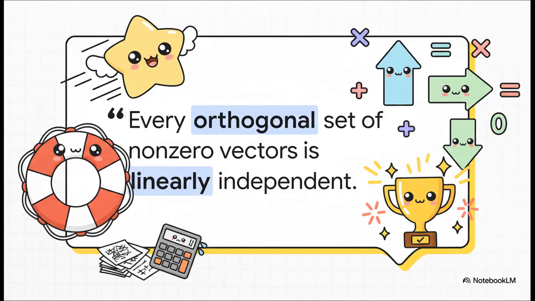Power-up number 1 is a total lifesaver. Normally, proving that a set of vectors is linearly independent means you have to set up this whole system of equations and show the only solution is 0. It's a lot of work. But here's the shortcut. If you can show that the set of vectors is orthogonal, you're done. An orthogonal set of non-zero vectors is always linearly independent. No extra calculation needed. Seriously.